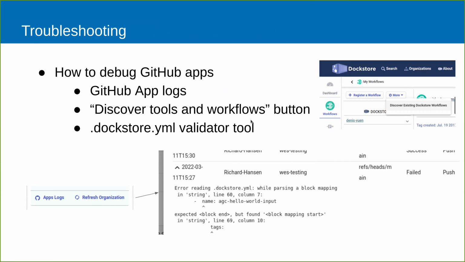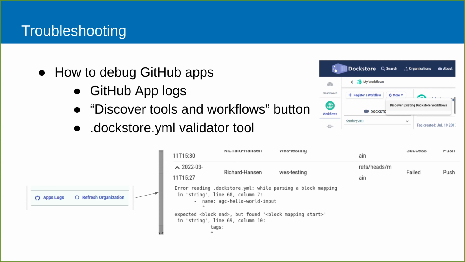We learned also about the Discover Tools and Workflows button. That comes into play when you are working in the same organization as one of your coworkers. For example, if you had an organization for your lab and you added particular workflows, those workflows won't necessarily be visible immediately when your coworker logs into Dockstore. They may need to hit that Discover Tools and Workflows button in order for that workflow to show up.